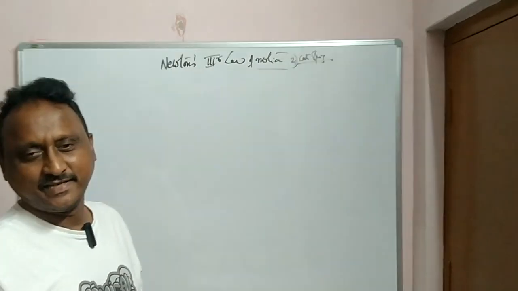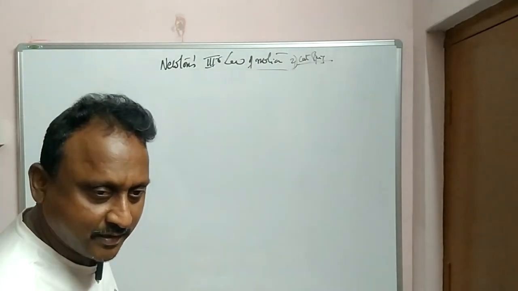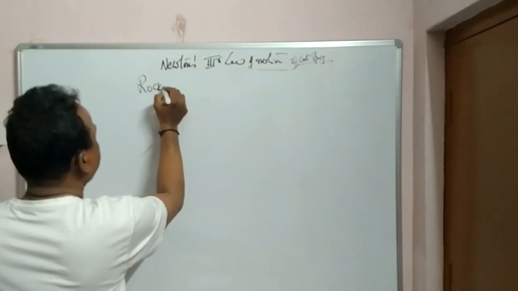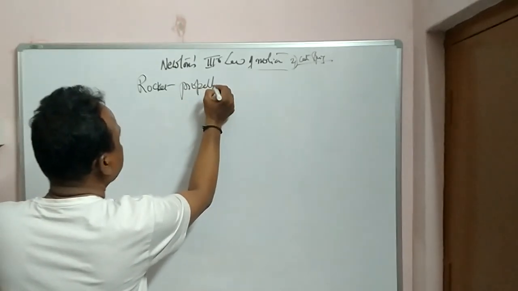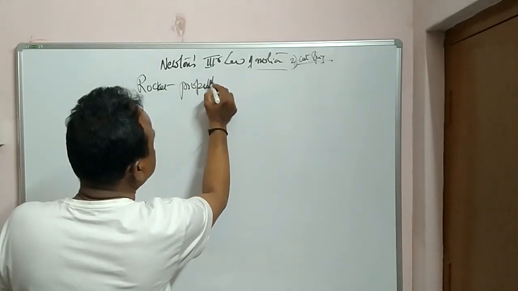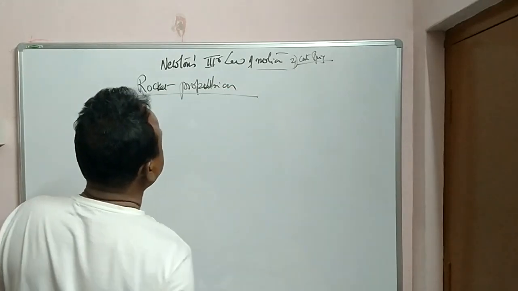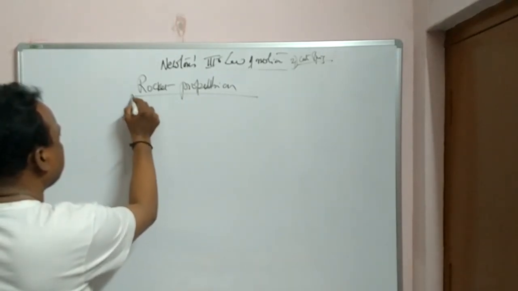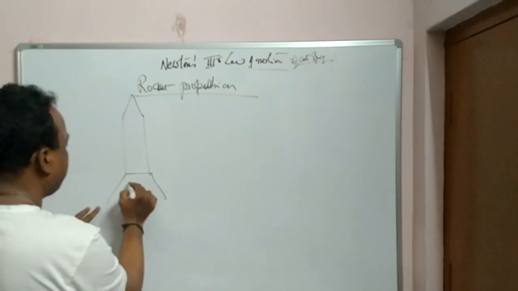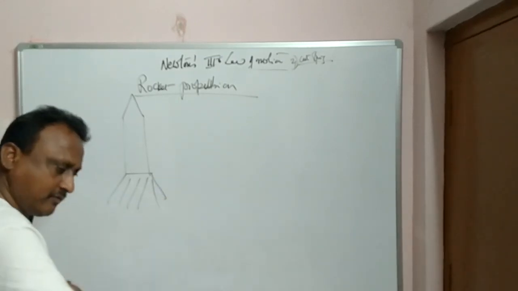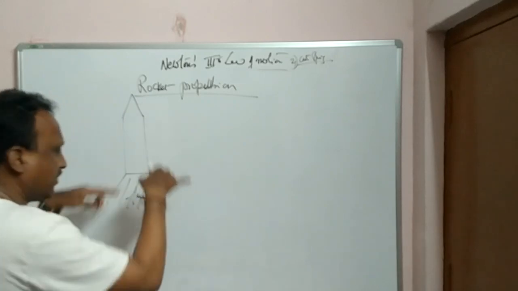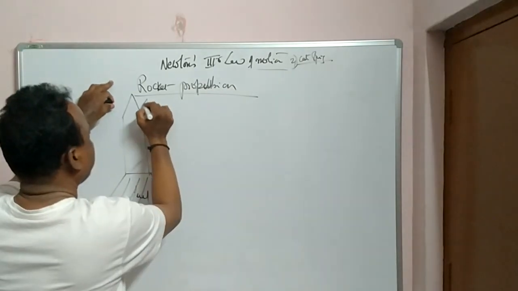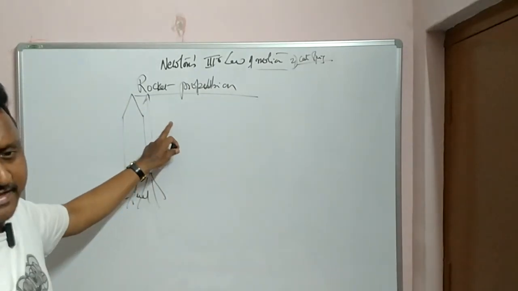Now the last case in Newton's third law, that is rocket propulsion. This is the last case of Newton's third law, rocket propulsion. That means, for example, see, we all know the principle of a rocket. In this what happens? The fuel will be burning down, fuel will be coming out. Okay, this is the action, and the rocket will be going in the upward direction. This is the thrust acting on the rocket.